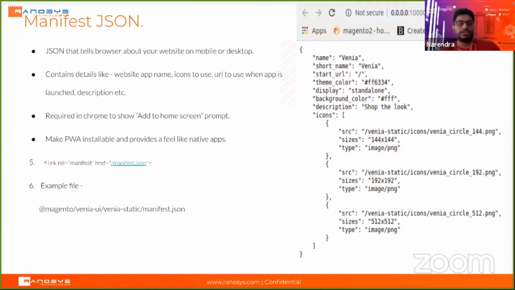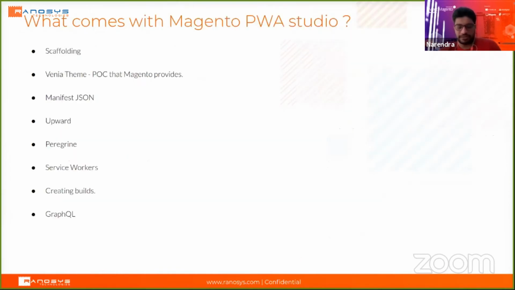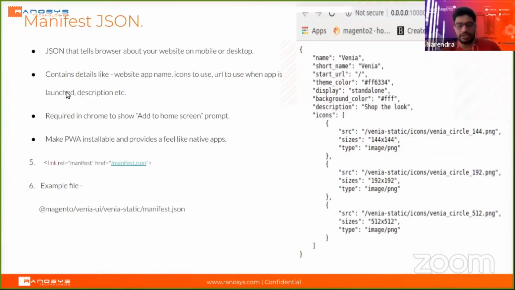Manifest.json is the first thing that I mentioned here. It is a JSON file, and you can see the path here. If you press Ctrl+U on any Magento PWA Studio site, you will see this manifest.json file. It tells the browser about your mobile or desktop app, and it contains the website name, icons, as I said, what happens when the website is launched, and add to home screen. It makes the PWA installable and it feels like a native app.